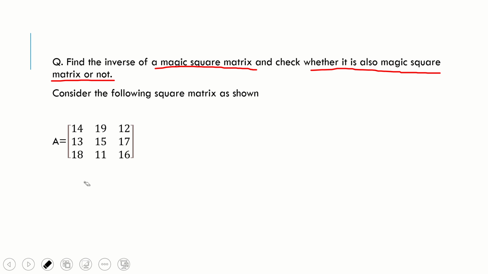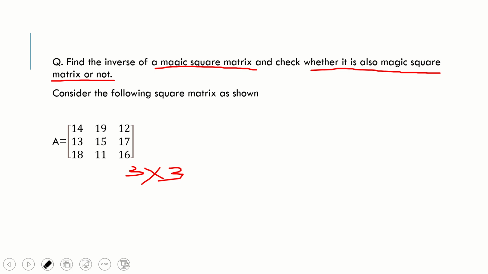As I already mentioned, how do we identify whether this matrix is a magic square matrix or not? First of all, it should be a square matrix, and you see it is a square matrix of order 3 by 3, right? It has 3 columns and 3 rows, so it is a 3 by 3 matrix. It is a square matrix.